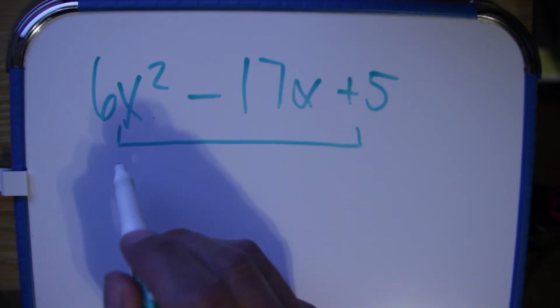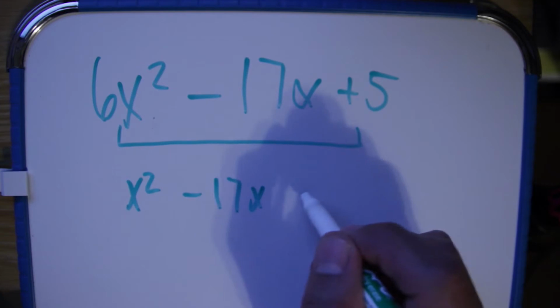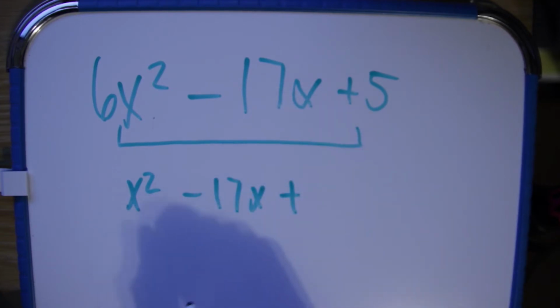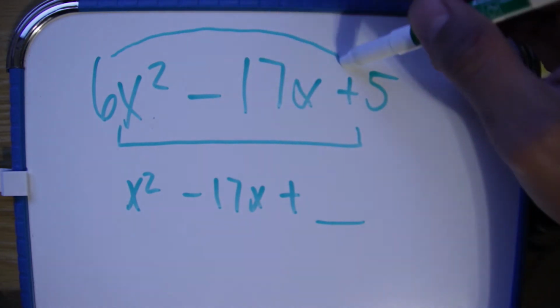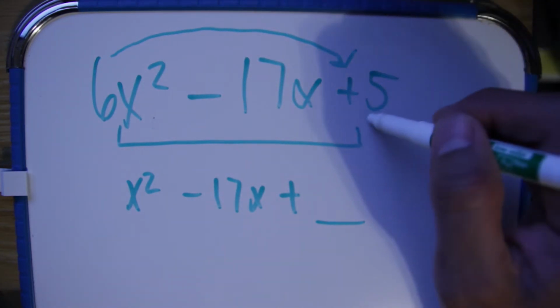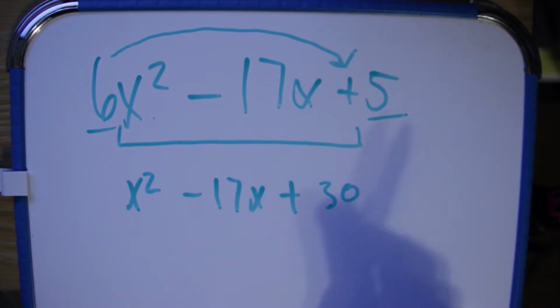Bring these guys down. Now you're going to bring x squared minus 17x plus. Now what are you going to put here? So we grab this number, multiply it by this number, and you get 30. So now we have 30. How do we break that apart?